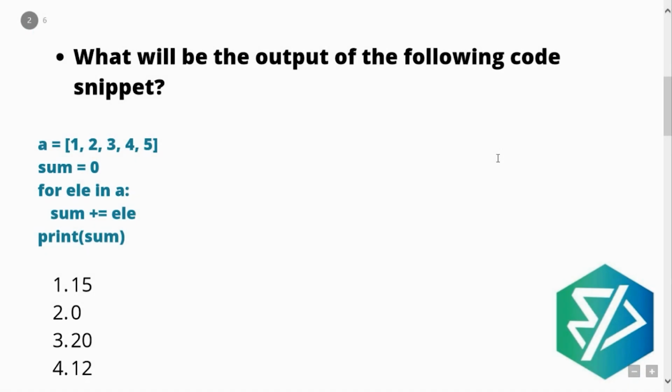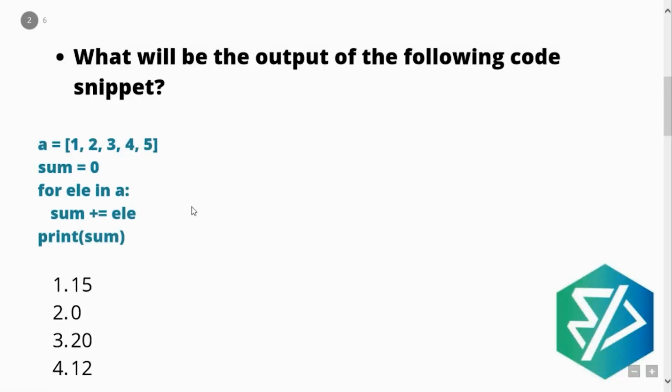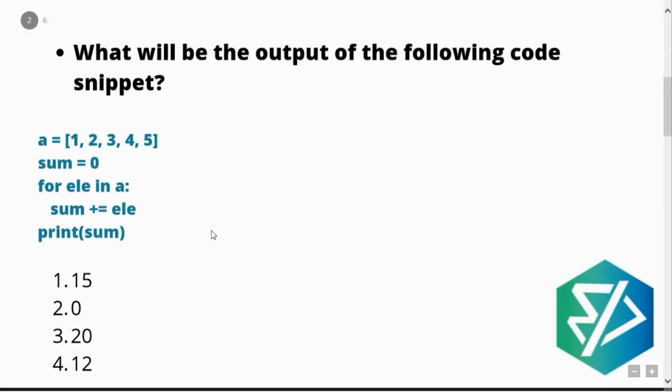First, before beginning, let's practice a small Python question, which is a quiz. What will be the output of the following code snippet? You've been given a code snippet of hardly 4 to 5 lines, and you need to find out what will be the output of this code snippet. You've been given a list, a sum as 0, and for element in A, you have to increment the sum and finally print the sum.